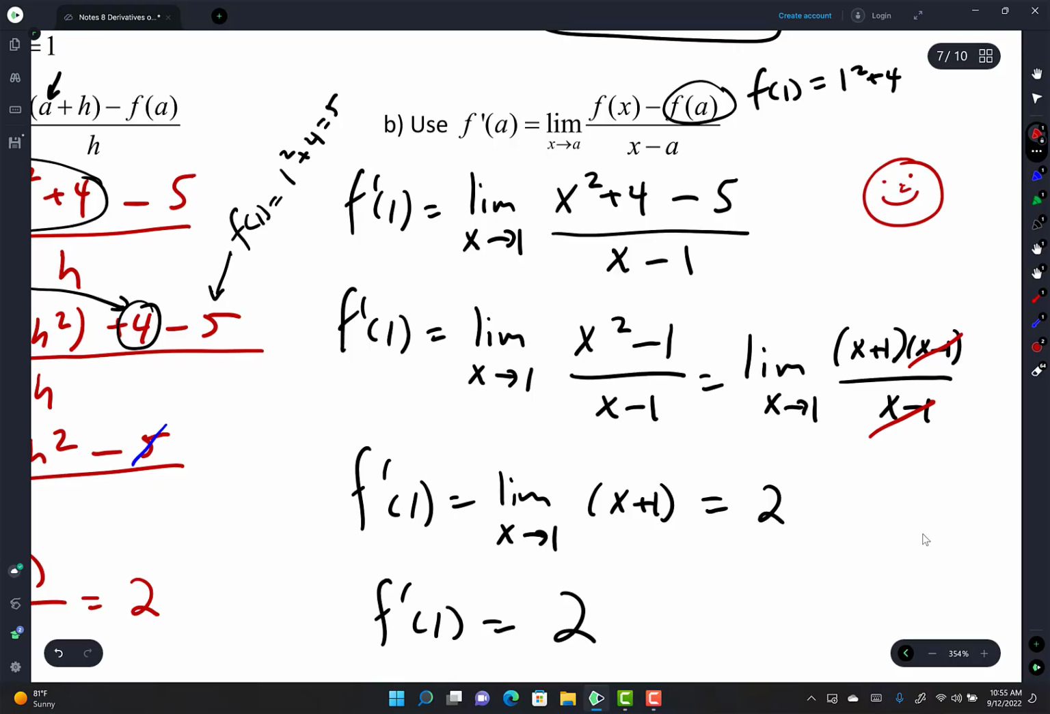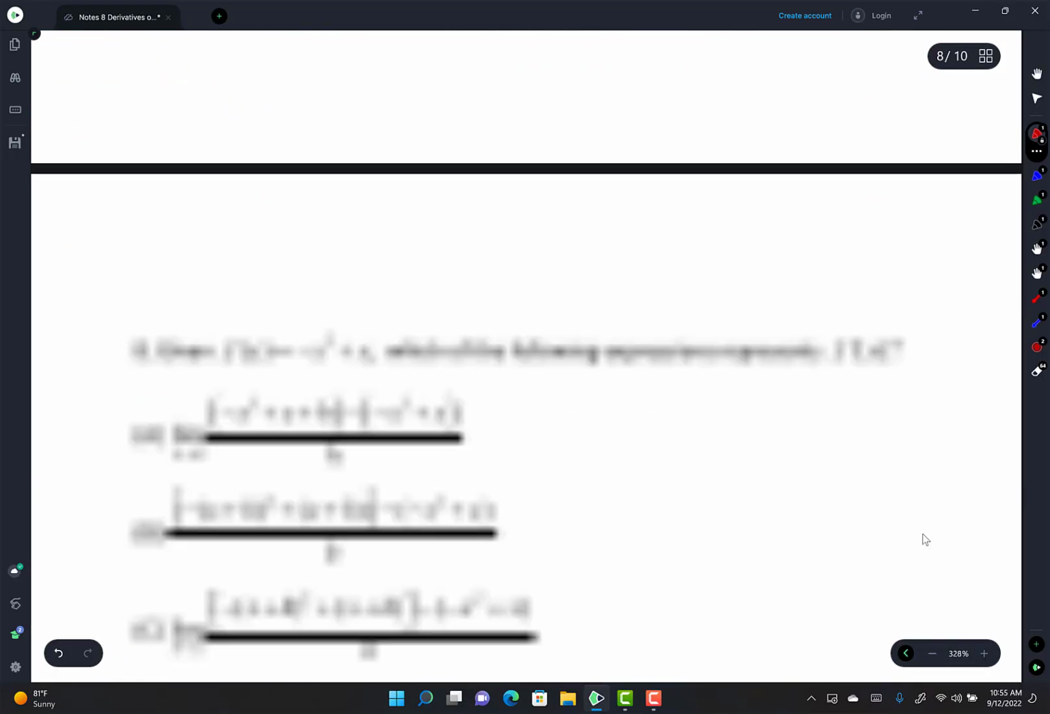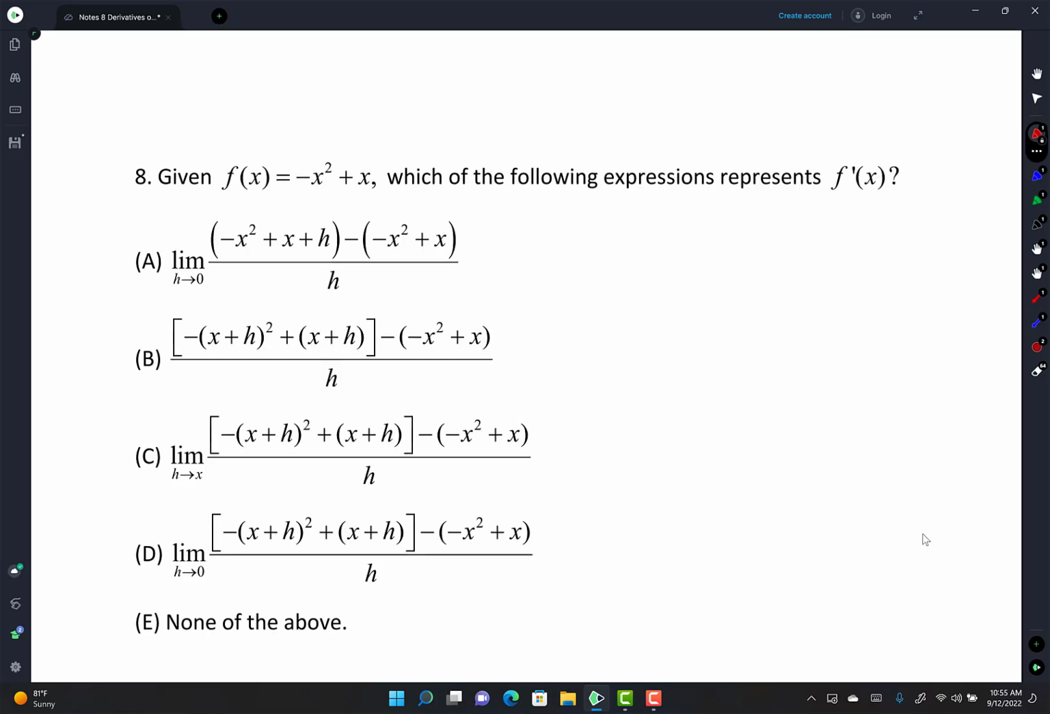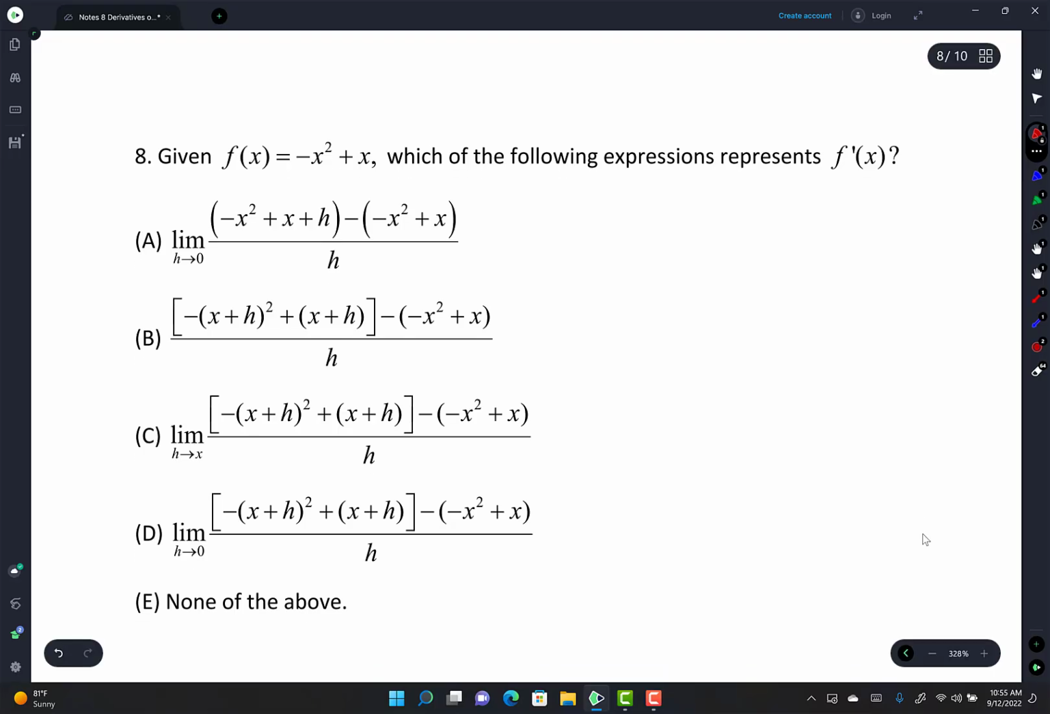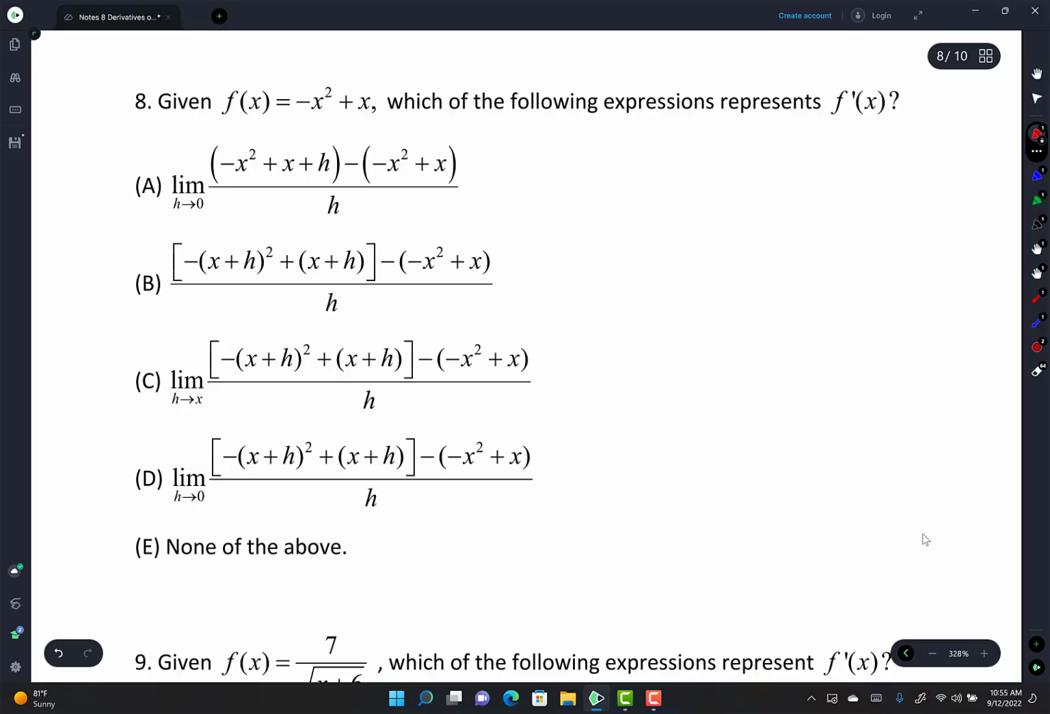Oh, that's a cute happy face. All right. Check it out, guys. This is how you're going to see it in UH. Look at this question. Look, everyone, question 8. Given f of x equals negative x squared plus x, which of the following expressions represents f prime of x? Take 30 seconds. See if you guys can do it on your own. Okay, a minute.